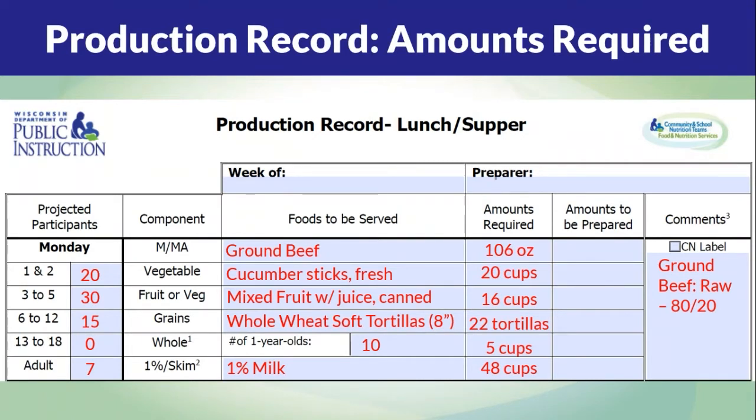I have recorded the totals from the meal requirements calculator onto the production record as shown on this slide. For example, the calculator showed that we need 106 ounces of meat alternate, 20 cups of cucumbers, and 22 tortillas. So I recorded those amounts in the amounts required column for each of those components. Again, these are the total amounts that must be available to serve to the participants. Next, we will use this information to determine how much to purchase and prepare.